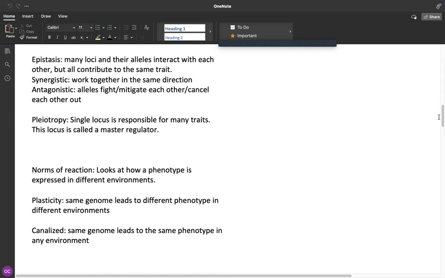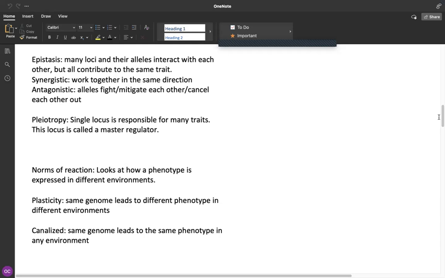And then pleiotropy is the opposite of epistasis, where a single locus is responsible for many traits. This locus is often called a master regulator. And a good example is to remember the time we were talking about measuring our feet with our arms, which was kind of silly.